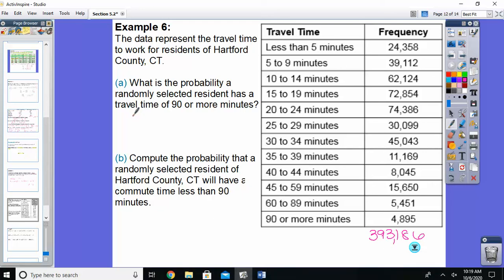So the probability of 90 or more, we have to take that frequency divided by our total. And again, like the test or quiz, please show me this work, because if you added up the total wrong, all of your answers will be wrong. So show me the work so I know what you're dividing by and I'm not counting every single problem wrong. You get 0.0124.